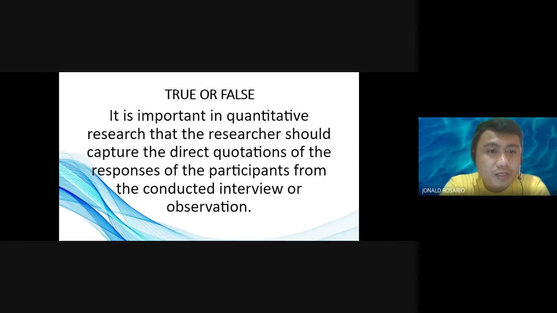Okay, and for the last one, it is important in quantitative research that the researcher should capture the direct quotations of the responses of the participants from the conducted interview or observation. Is that true or false? Okay, how about yung mga iba? How about the rest?